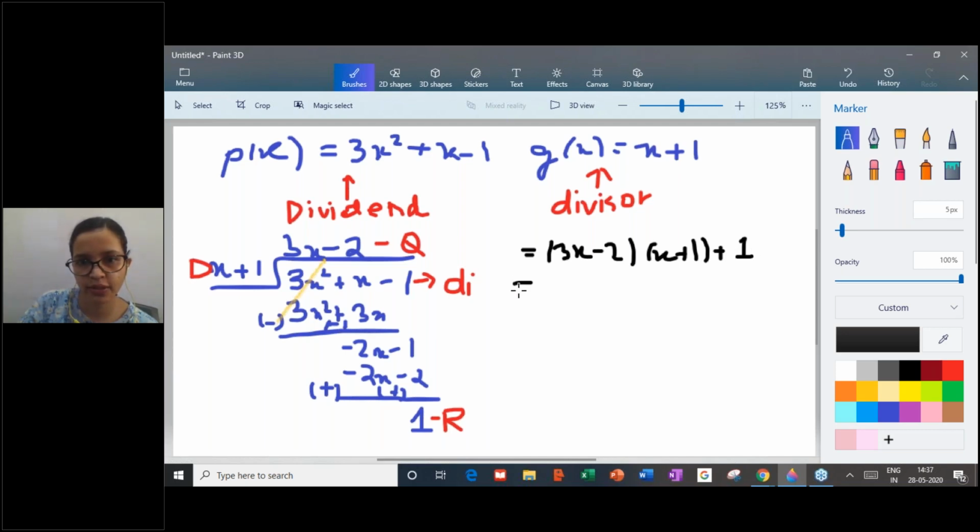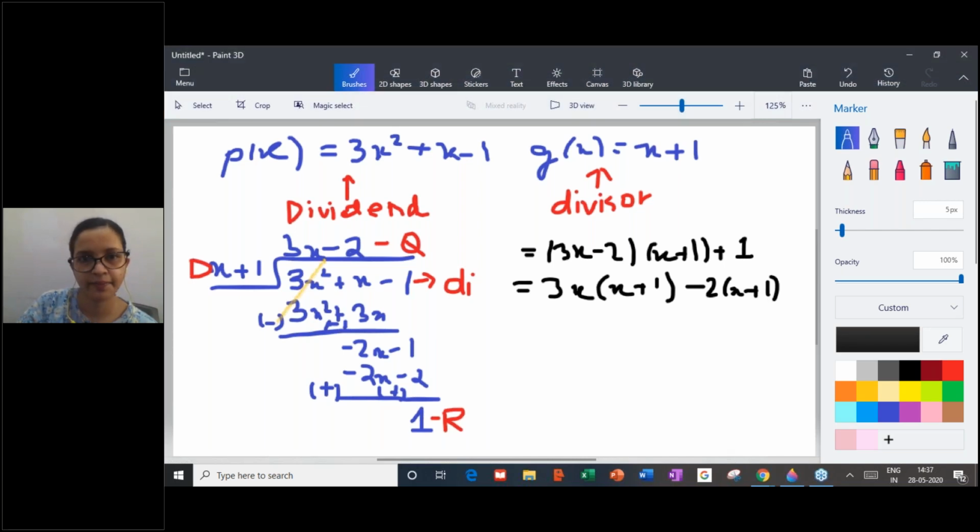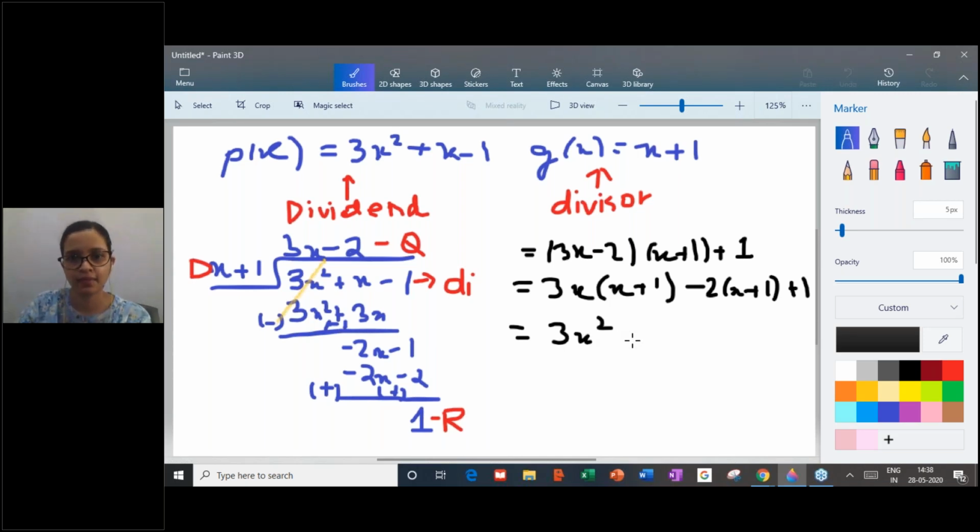If you simplify this equation, what do you get? You open the brackets: 3x into x plus 1, and minus 2 into x plus 1, plus 1. So what do you get? 3x square plus 3x minus 2x minus 2 plus 1. You get 3x square plus x minus 1. If you see, this is what our dividend was.